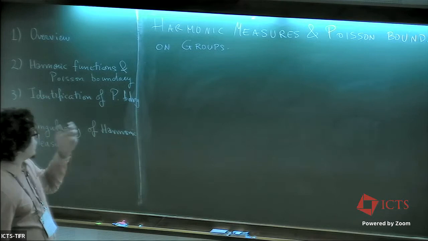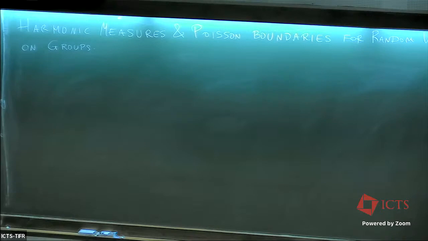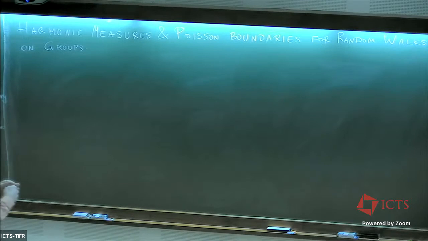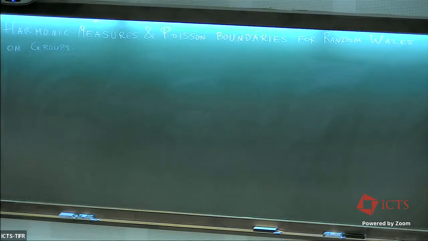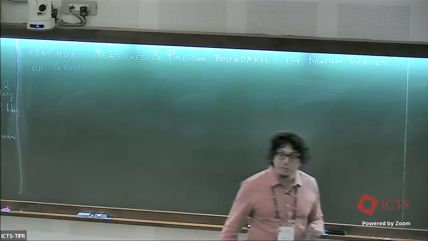And I must say that my groups will not always be hyperbolic groups, but there will always be groups that have some hyperbolic flavor. So this is the core of my interest. It's either hyperbolic groups or groups that act nicely on some hyperbolic space. And then in the third lecture, I will give a proof of a new identification theorem about Poisson boundary for certain groups, including hyperbolic groups. And then in the last lecture, I will talk more in detail about the proof of a result about singularity of harmonic measure on certain Fuchsian groups.